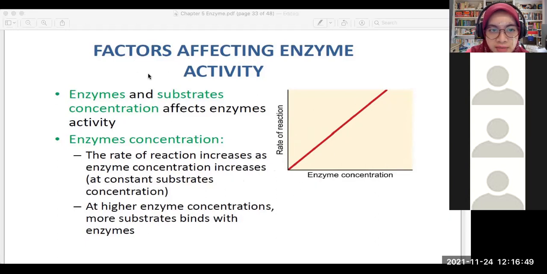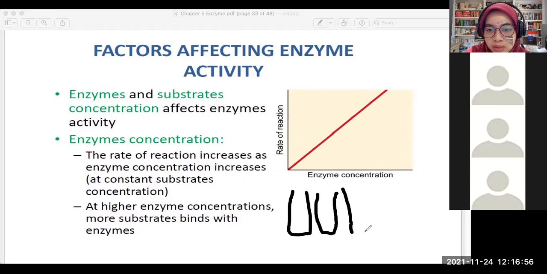To visualize this, for example, we have test tube 1, test tube 2, test tube 3. In all of these test tubes, we put the same amount of substrate.